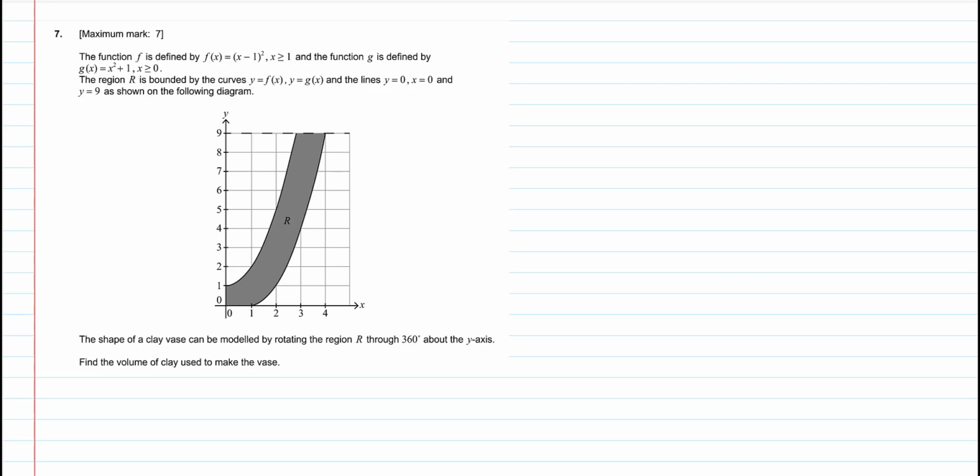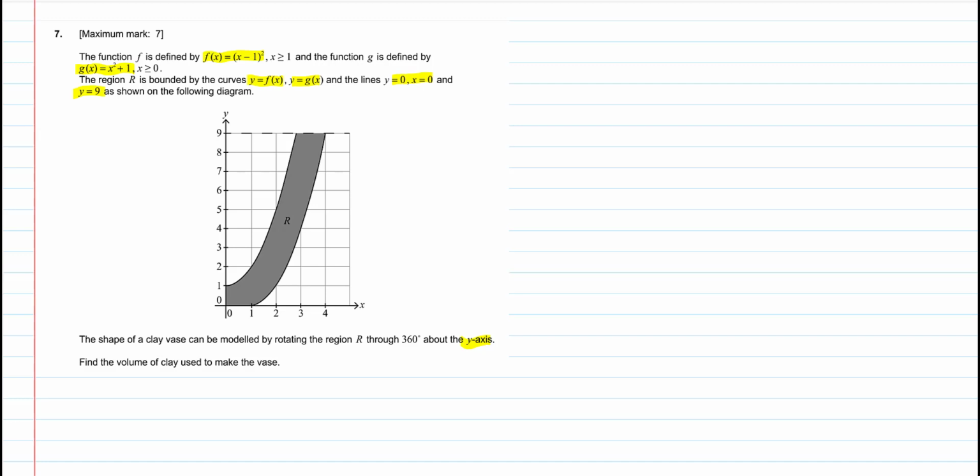Question 7, we're given these two functions here, f of x and g of x, and we're told that the region R is bounded by these curves y equals f of x, y equals g of x, the lines y equals 0, x equals 0, and y equals 9. So we are going to be rotating that region R 360 degrees about the y-axis, and we need to find the volume of the solid formed.